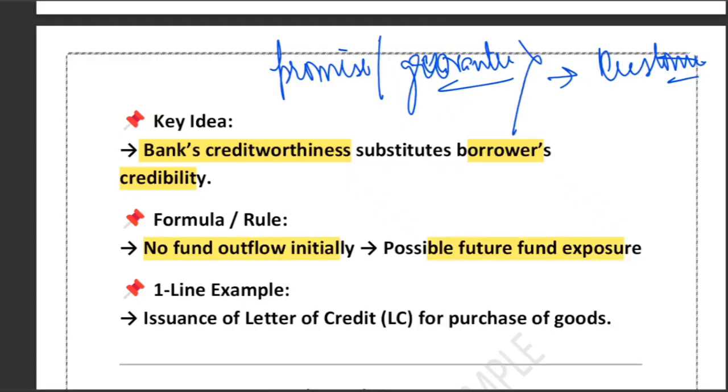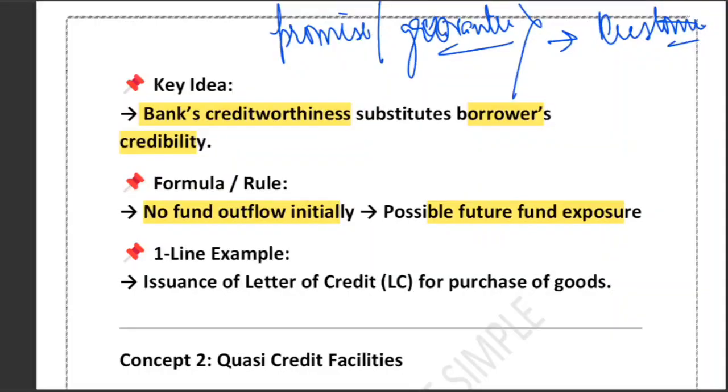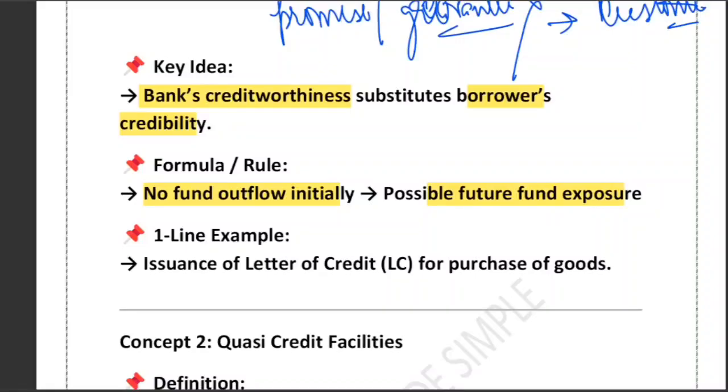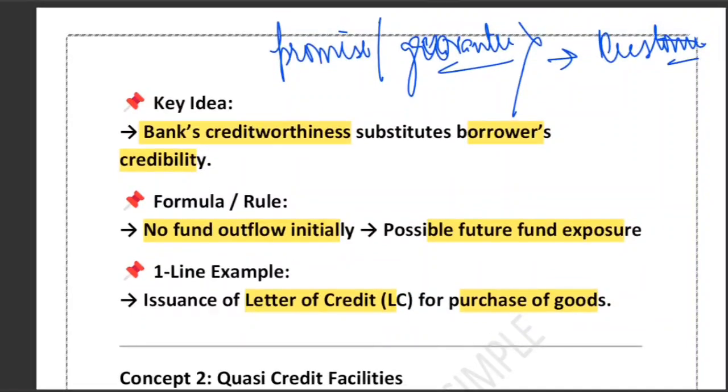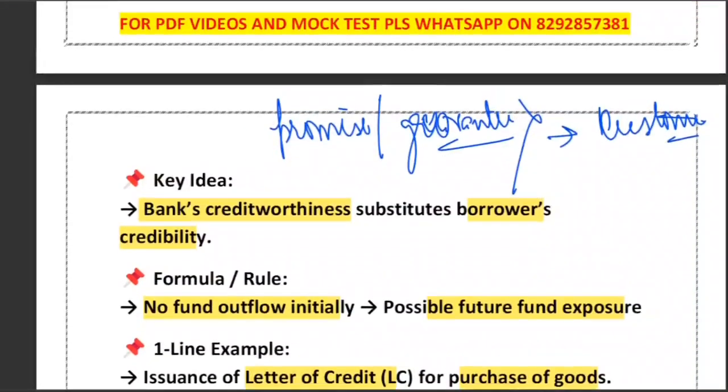For example, suppose a bank issues a letter of credit for buying goods. The bank does not pay immediately. Payment happens only if the conditions are met later, right? So that is the point. Creditworthiness substitutes the borrower's credibility. No fund outflow initially, possible future fund exposure.